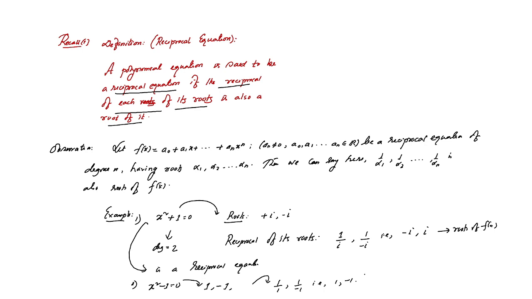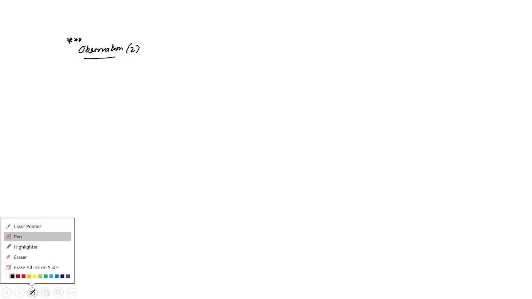So this was observation 1 under reciprocal equation. Now we'll come to observation 2, and this observation is very important. Just think: if 0 is a root, then 1 by 0 means infinity. This is not possible, so 0 is not a root of a reciprocal equation.